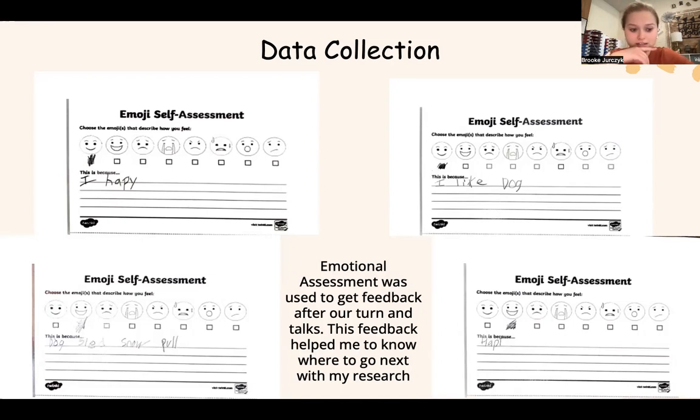This next student down here said dog, sled, snow, and pole. So those were the main bold words from our story that the student was able to remember and then write down. So they were able to understand what was important and pull that from the story and remember those important parts. So then the last person just wrote happy.